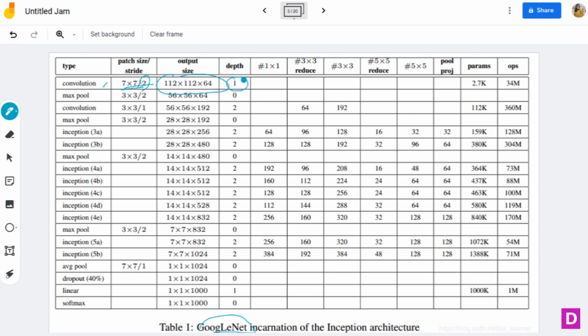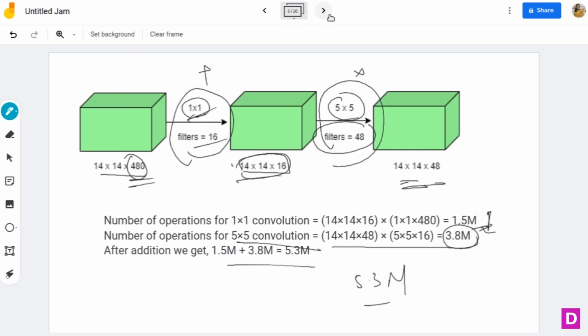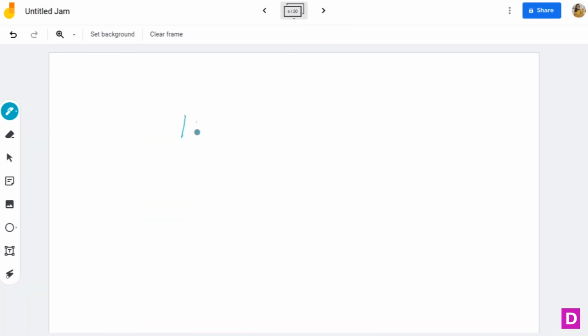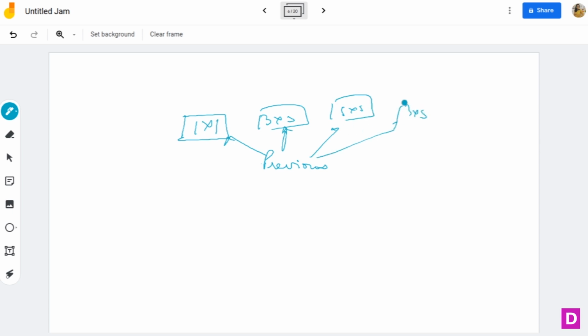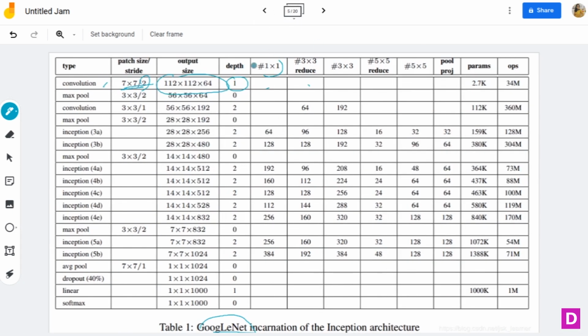The depth is 1. And here basically, you have the previous layer, and this goes into a 1x1. Then you have a 3x3, then a 5x5, and finally a 3x3 max pooling, and all these get concatenated. So this is basically an inception module, right? Here, whatever is written is the number of filters that will be used for 1x1.